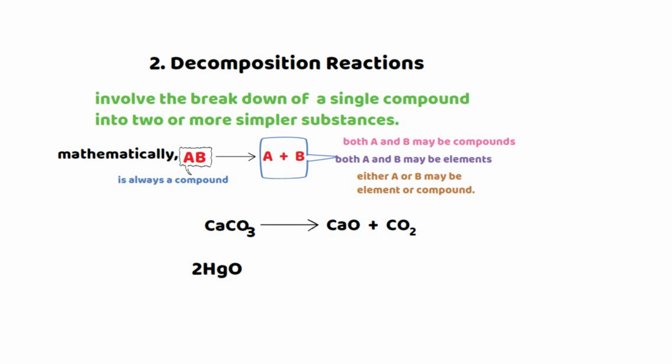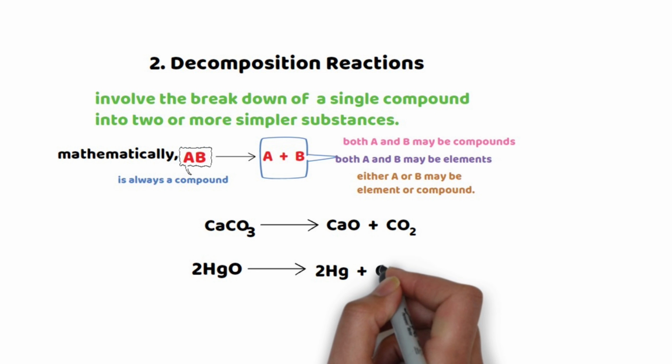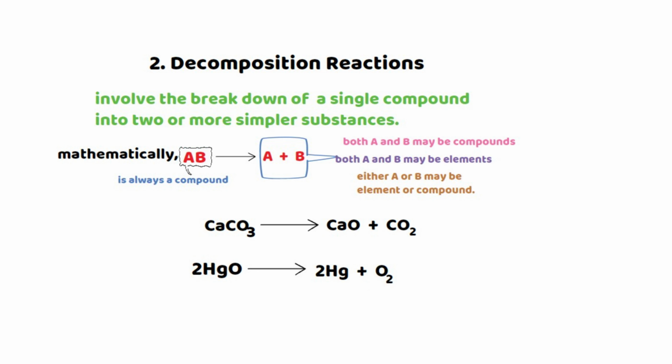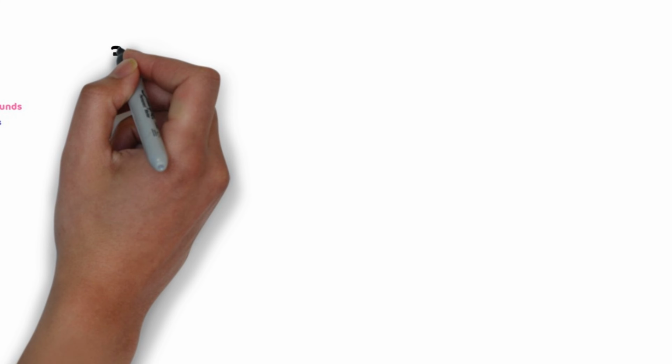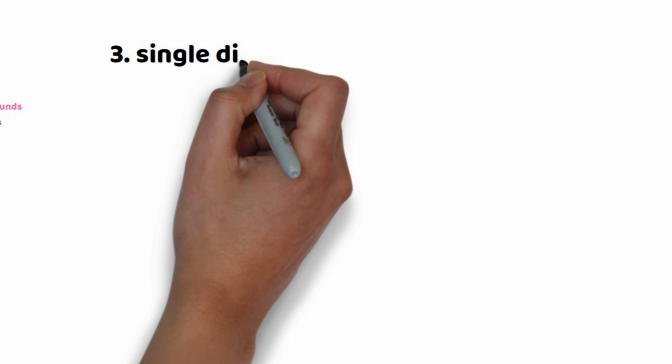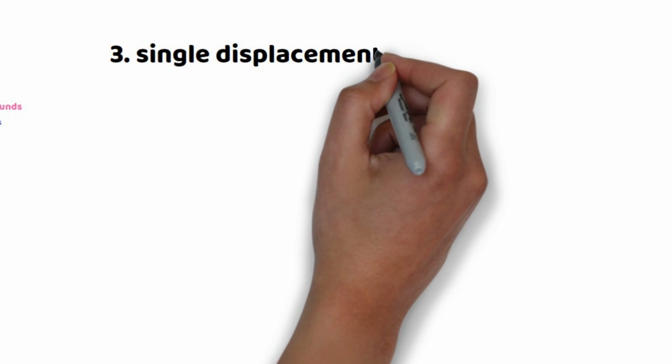Here, calcium oxide and carbon dioxide both are compounds. Mercury oxide, which is a compound. Upon heating, it produces mercury and oxygen. Here, both are elements. Potassium chlorate, when we heat it, it produces potassium chloride, which is a compound, and oxygen, which is an element. The third type of chemical reaction is known as single displacement reactions.